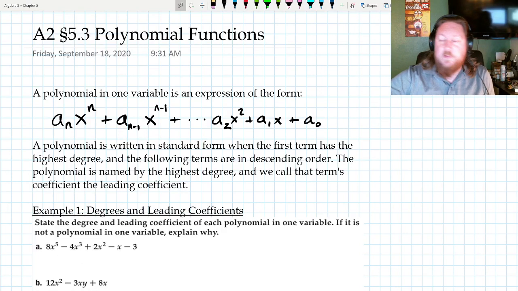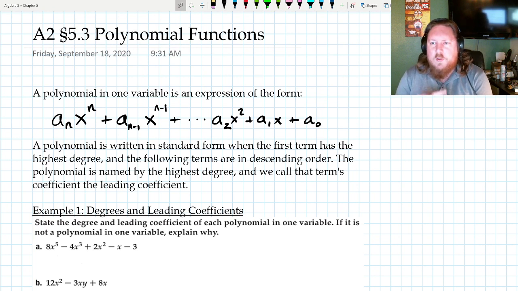Algebra 2, Chapter 5, Section 3, Polynomial Functions. A polynomial in one variable is expressed in a pattern of a form. So we have a sub n times x to the n plus a sub n minus 1 times x to the n minus 1 plus, and then you follow the pattern down, a2 times x squared, a1 times x plus a0.